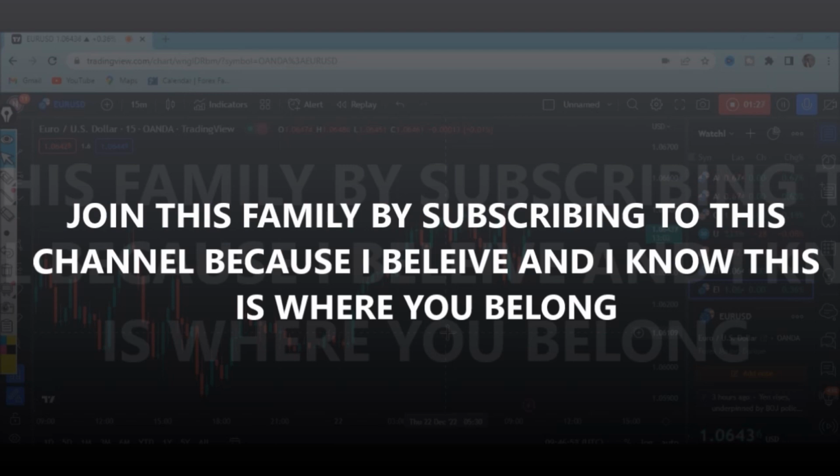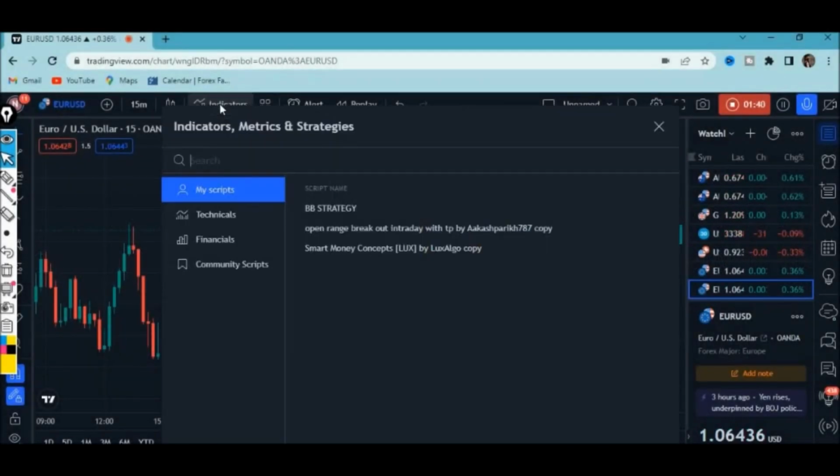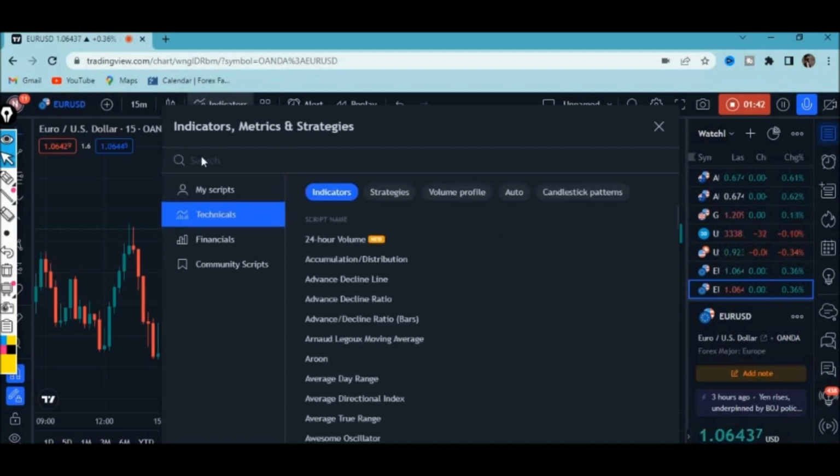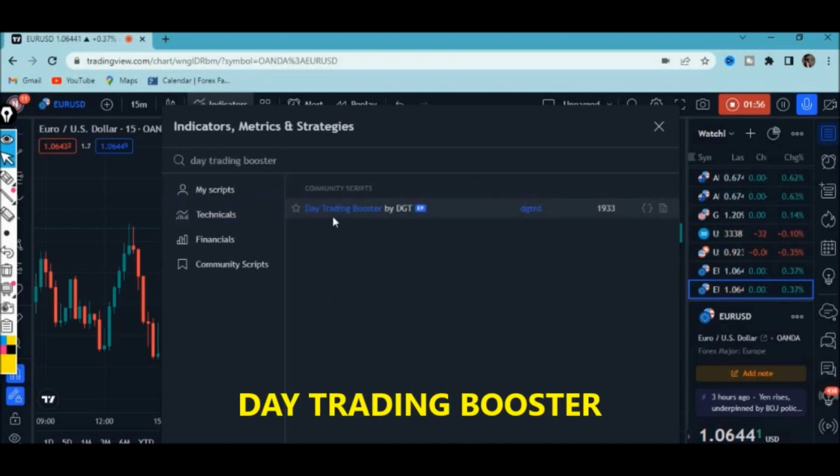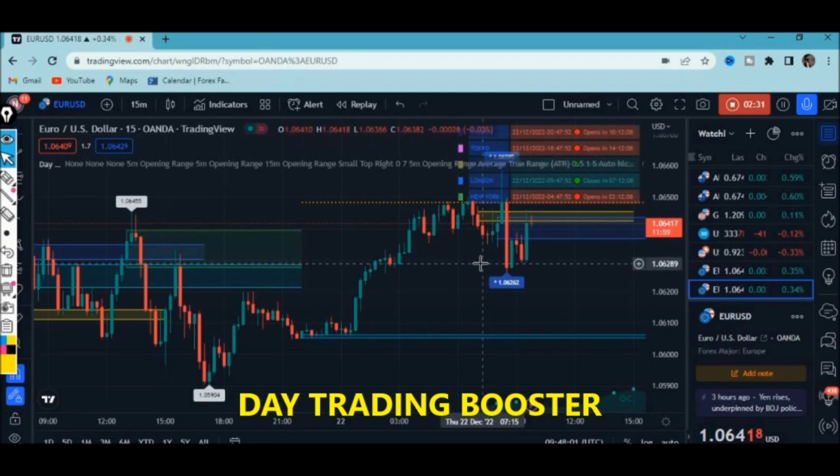So guys, without further ado, let me add the Day Trading Booster indicator and I will add the Smart Money Concept indicator. But before that, let me explain something about the Day Trading Booster indicator. I'm just going to click on the indicators tab right here. Once you click on it, you type Day Trading Booster, then select this one, Day Trading Booster by DGT. Click on it, and this is how it appears on your chart.